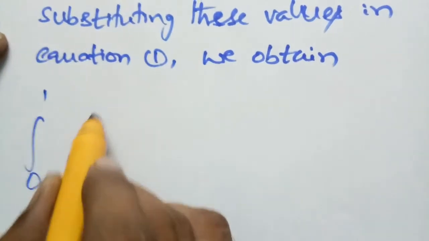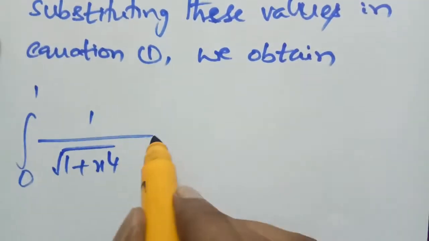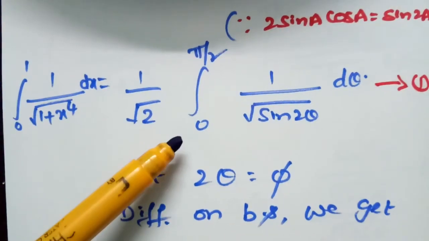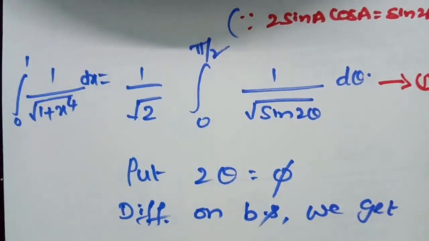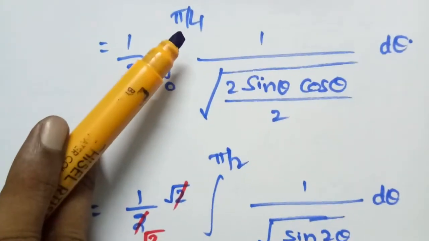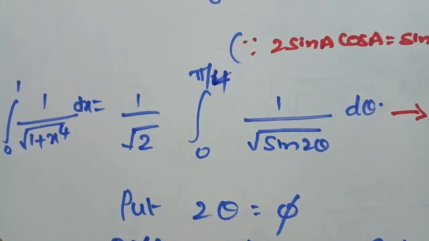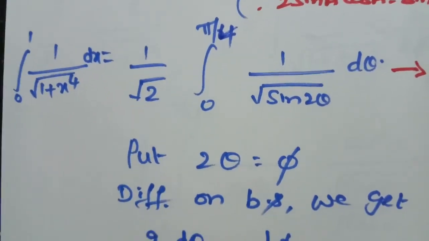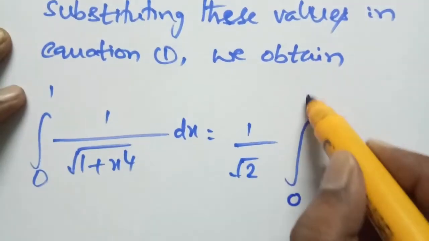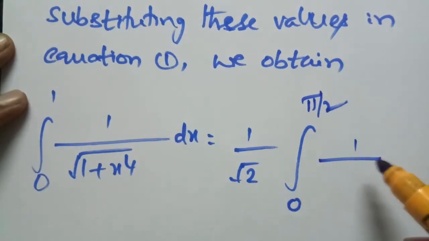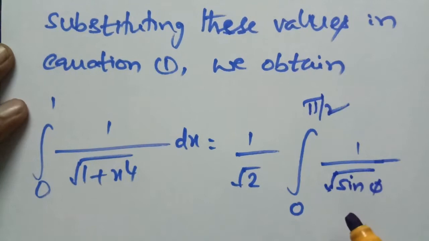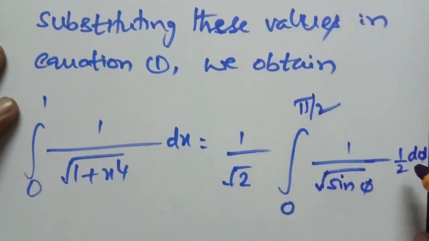Therefore integral 0 to 1 by root of 1 plus x to the power of 4 dx is equal to 1 by square root of 2 into, the lower limit 0 becomes 0 and the upper limit pi by 4 becomes pi by 2. 1 by root of sin 2 theta, where 2 theta is equal to phi, and d theta is equal to 1 by 2 d phi, becomes integral 0 to pi by 2 of 1 by square root of sin phi into 1 by 2 d phi.